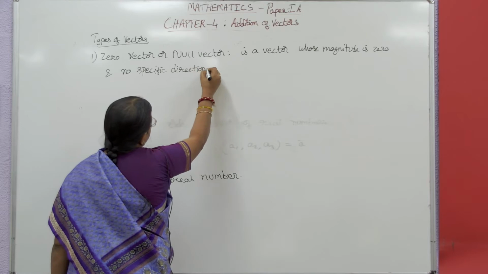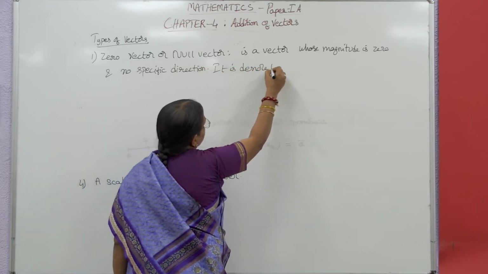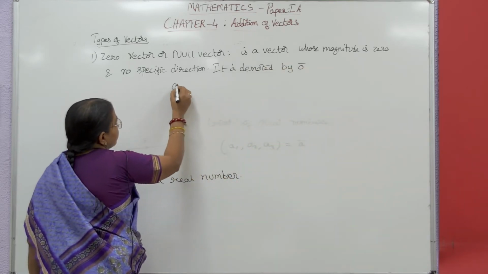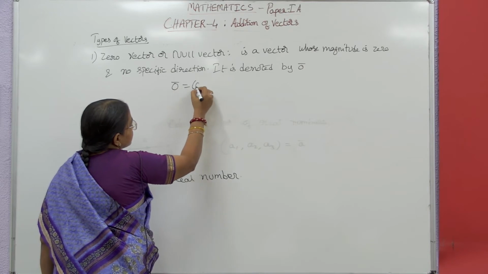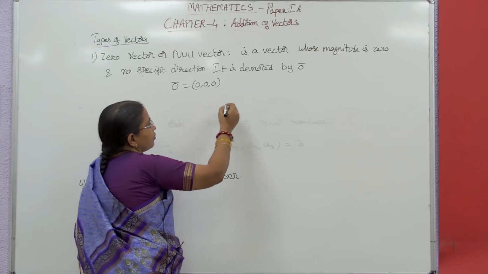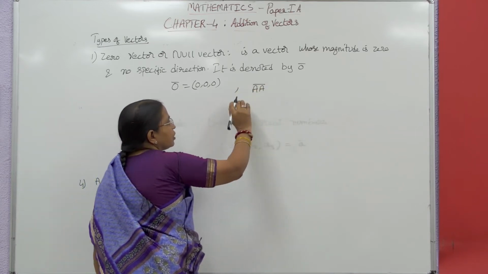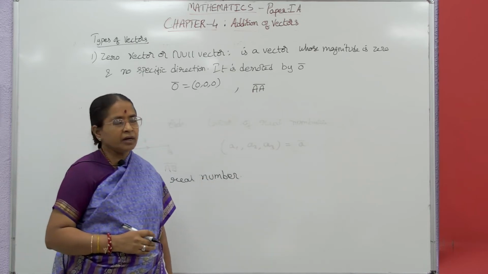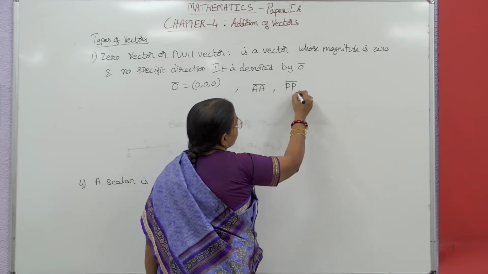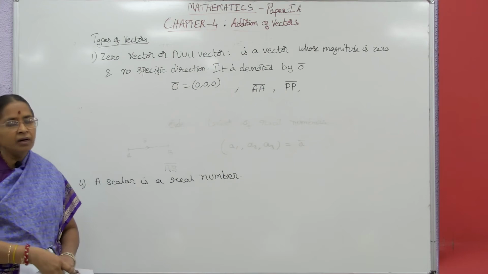Now it is denoted by just 0 like this. So zero vector is equal to 0, 0, 0. In terms of the notation of AB, initial and terminal point coincide. So you can also denote a zero vector like this, AA or PP. Initial and terminal point both are the same. So this is about zero vector.